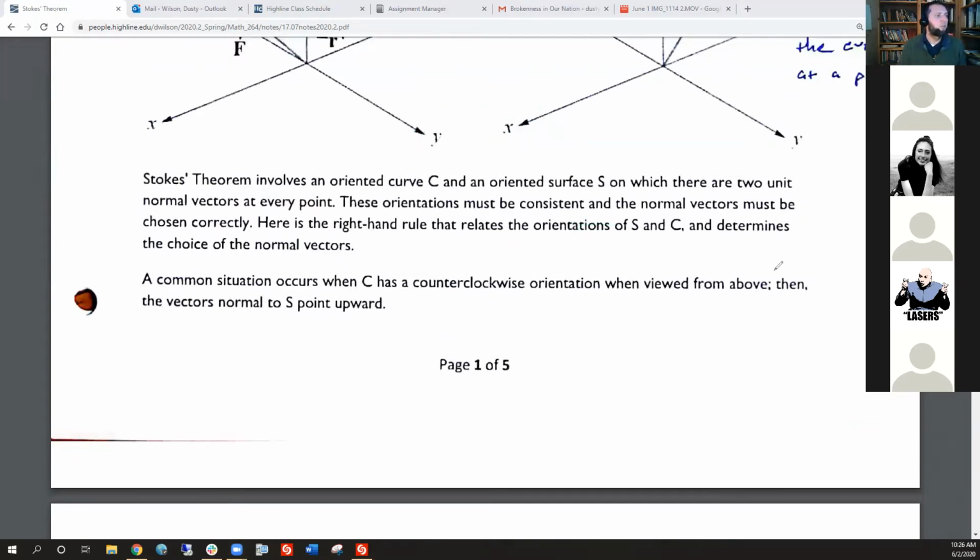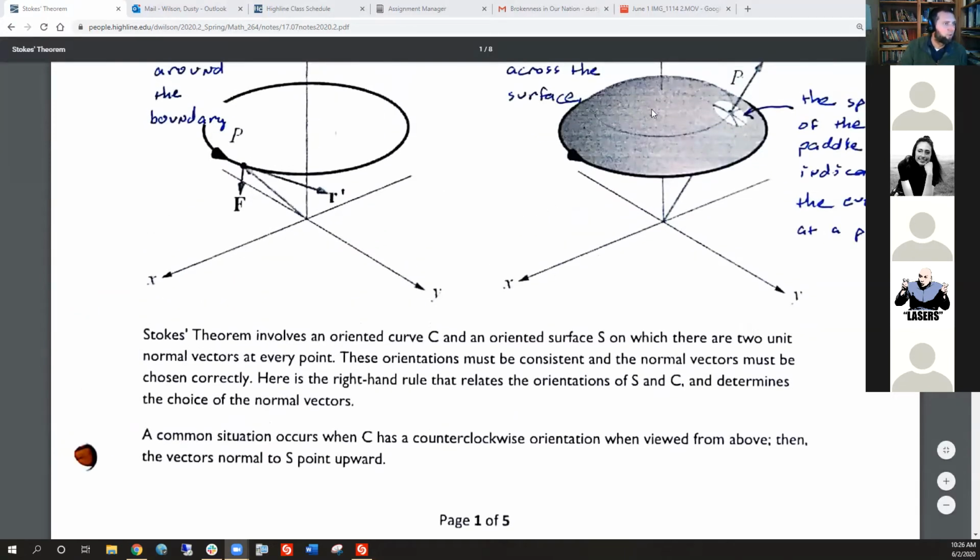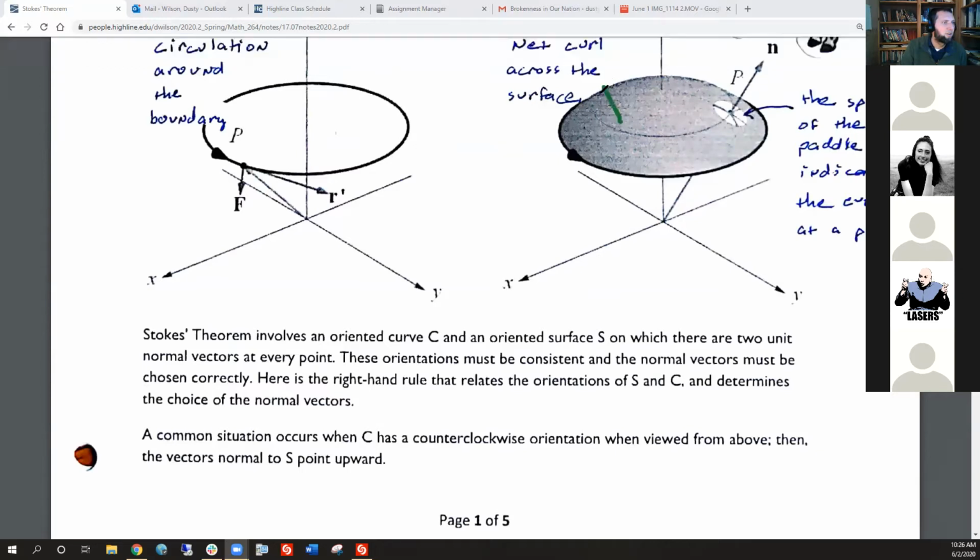All right, so Stokes' theorem involves an oriented curve C and an oriented surface S on which there are 2 unit normal vectors at every point. Make sure this is clear. There's always an up arrow, and there's also a downwards normal. There's two possible orientations. So these orientations must be consistent, and then the normal vectors must be chosen correctly.